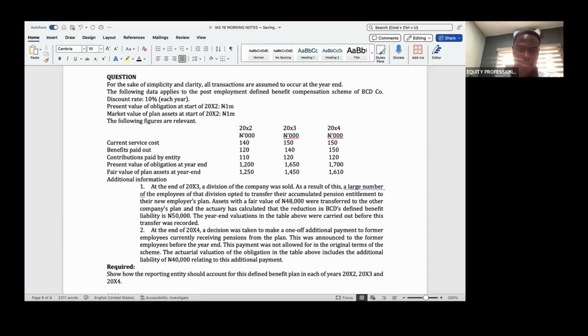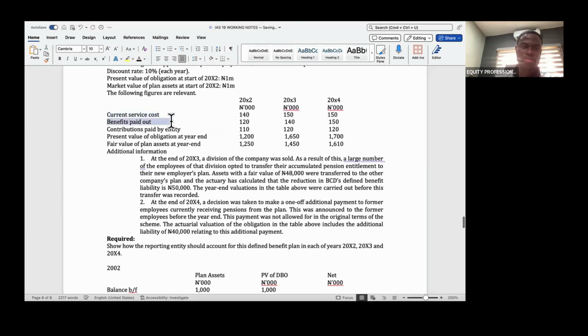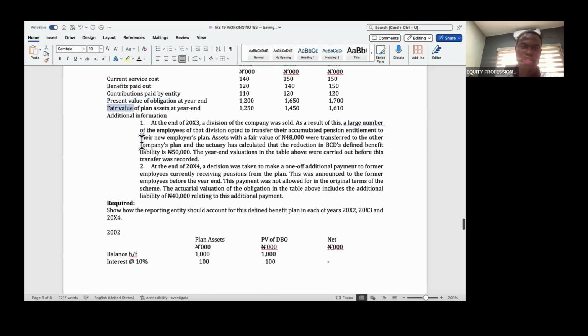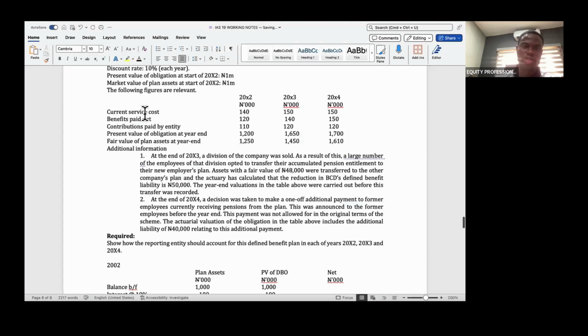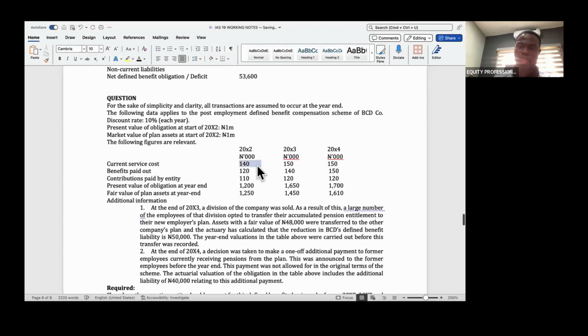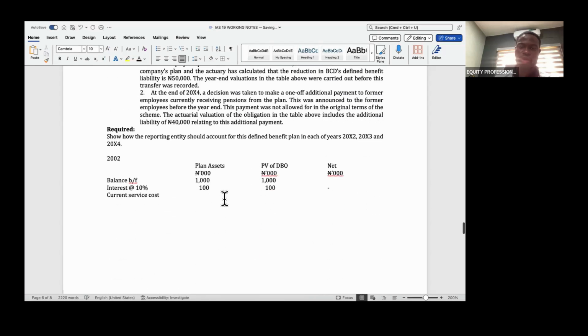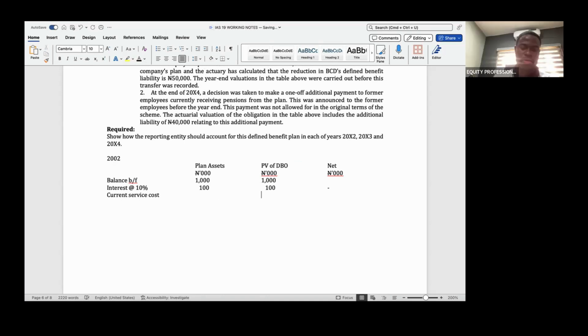Then, moving forward, they gave me current service cost, benefit paid, contribution paid, PV at the end, fair value at the end. Let me quickly deal with those. The first thing they gave me here was current service cost. So my current service cost in 20X2 is 140. So where are we going to take current service cost? This 140, PV of DBO. PV of DBO, thank you, and that's 140.